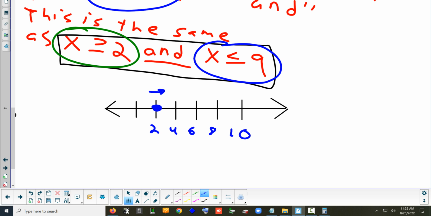Yeah, Jameson? Closed. Closed on 9 and shade which way? To the left. To the left. So essentially, where am I shading? In the middle. This is a between. And that's how most conjunctions turn out. You end up shading between. Any questions on it? Sometimes it could be two open circles. Could be an open and a closed circle, or two closed circles. Depends on what these two inequality symbols are.